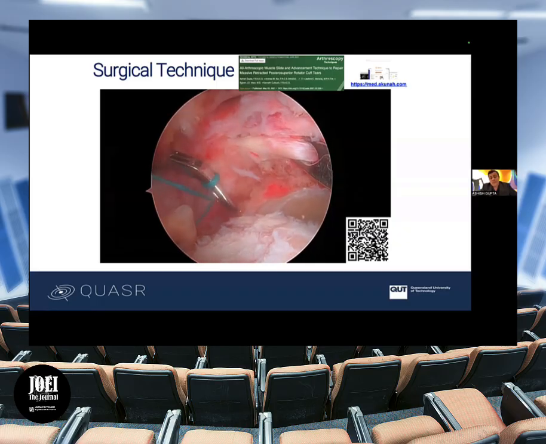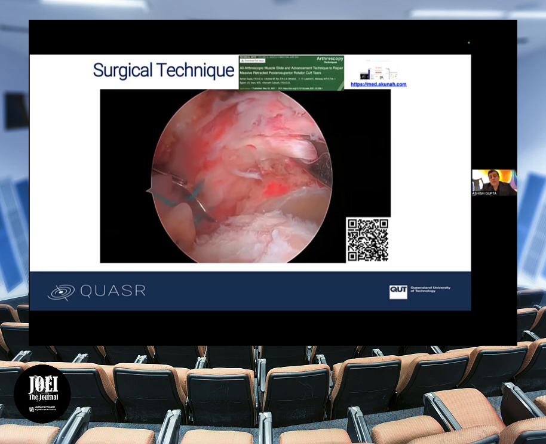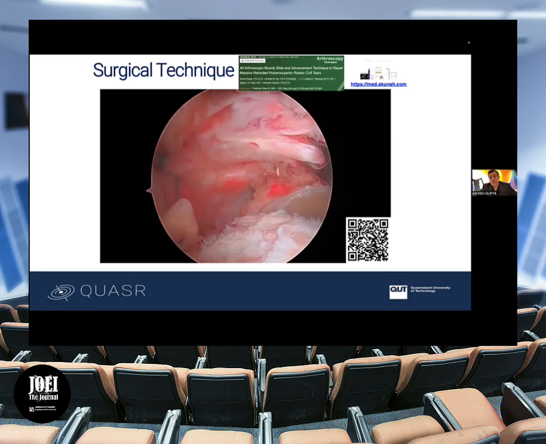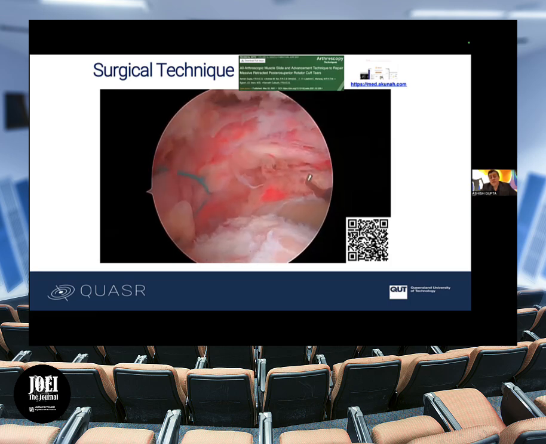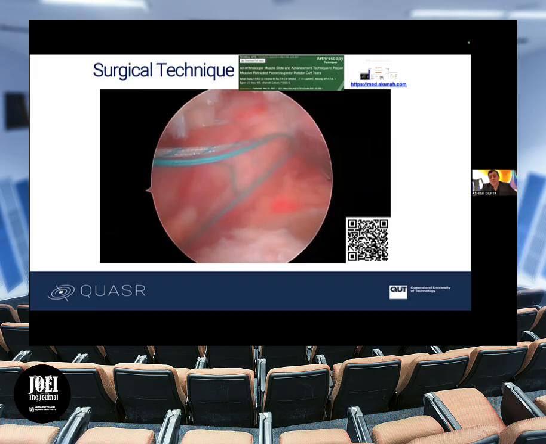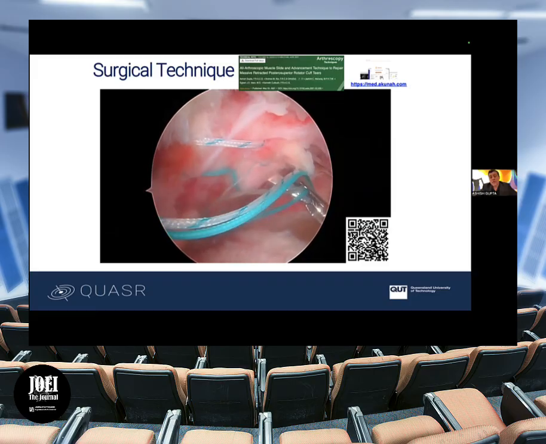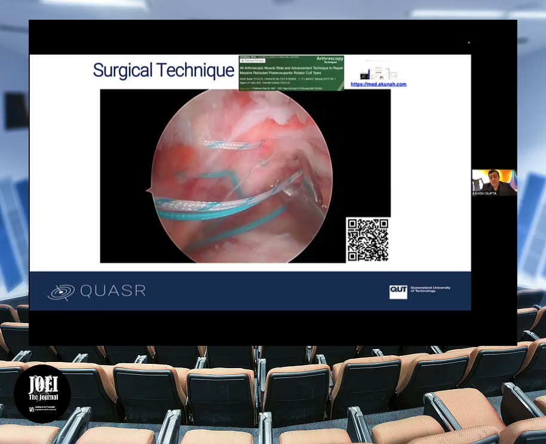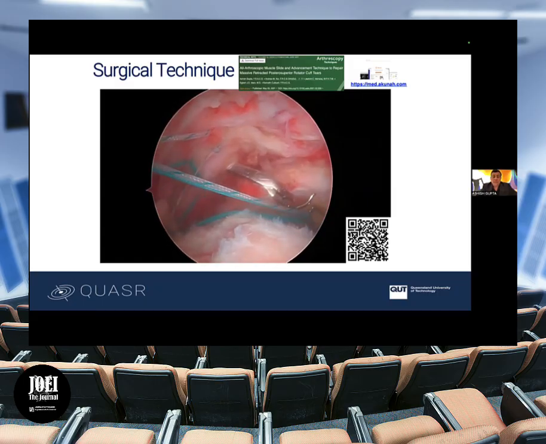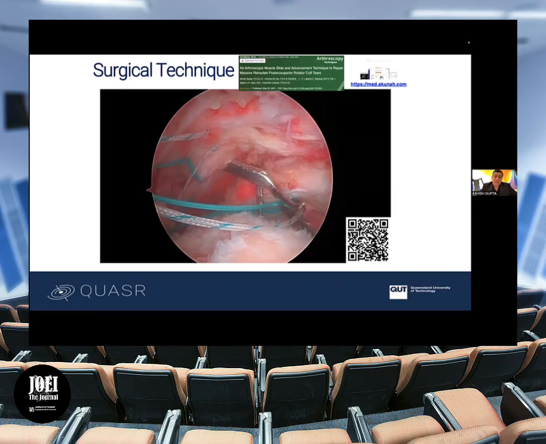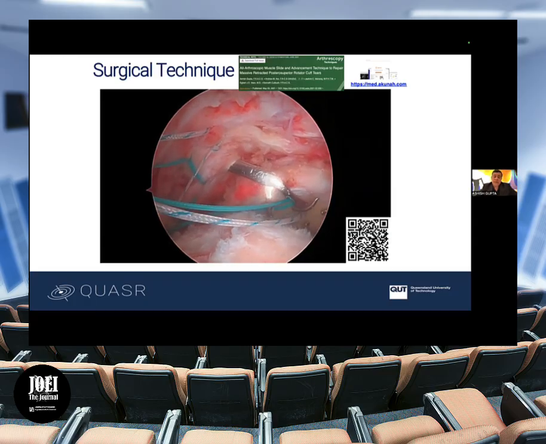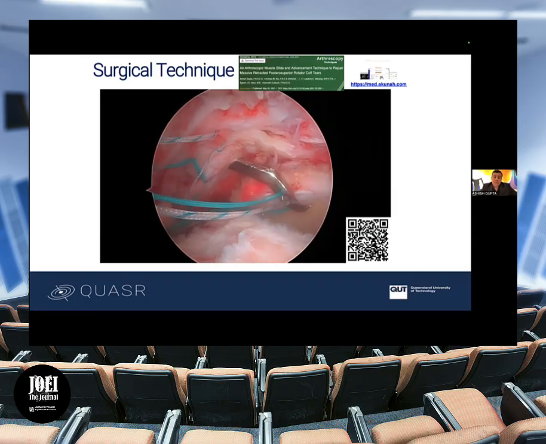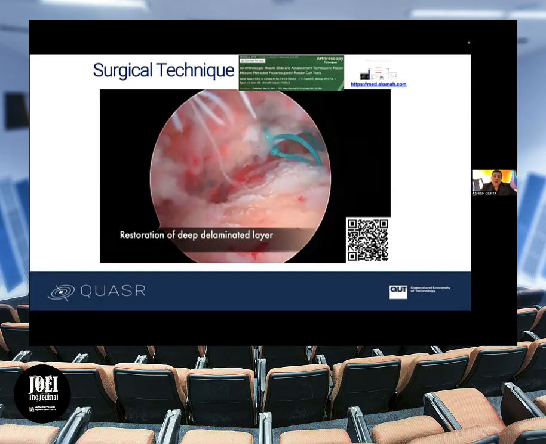So we get this deep delaminated layer, which is the key for the rotator cuff enthesis to heal as well, because this has the strong collagen and the tendinous fibers which are required to heal onto the footprint so that we can get a really robust rotator cuff repair. So this carries on, and we were able to get a successful double row repair achieved for this massive irreparable tear. So this is how my journey started.